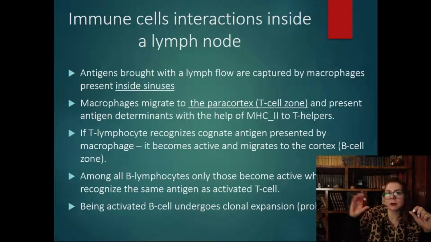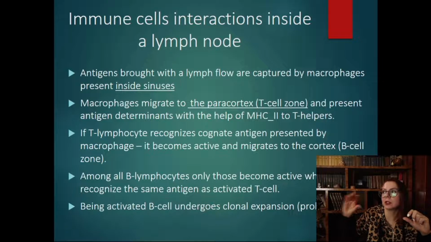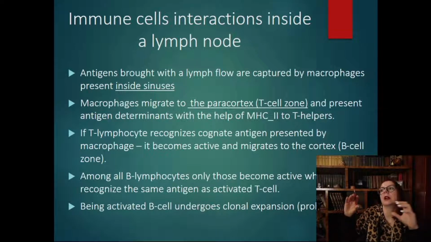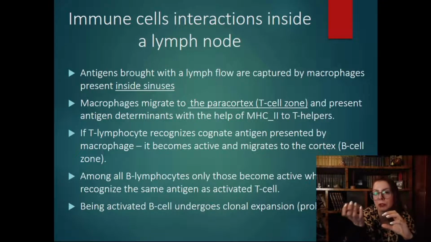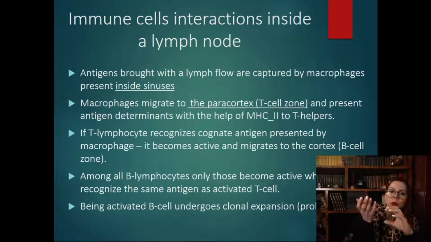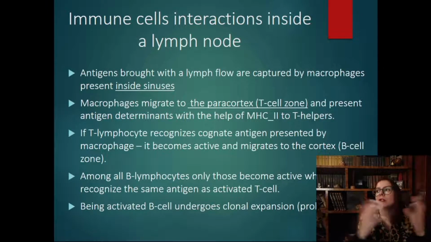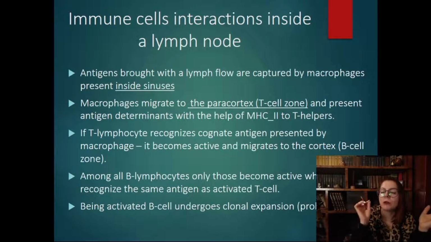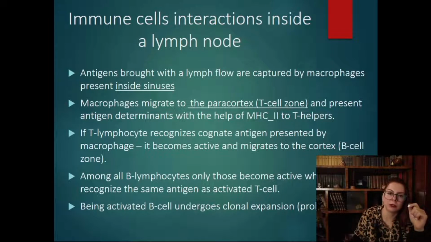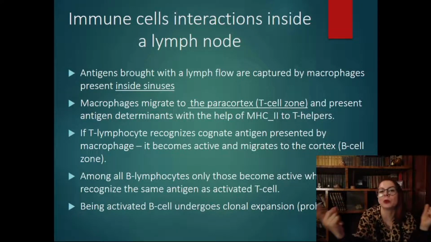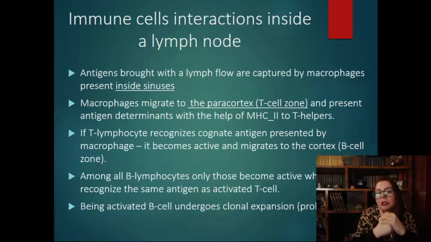So what happens in the paracortex? Why do we have there so many T cells? Because after macrophages have captured antigens, they expose them on their surface with the help of MHC2, and they present those antigens to T cells. What do they do in the paracortex? Among the majority of T cells, they are looking for those with receptors of high affinity to this particular antigen. So they are looking for the proper T cell to reject this particular antigen.